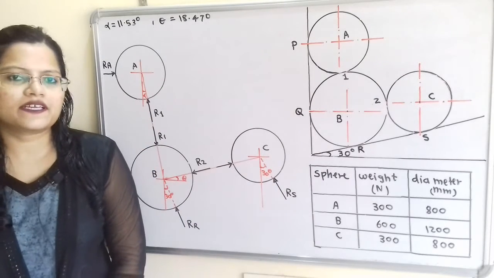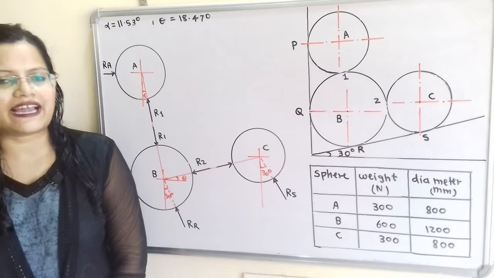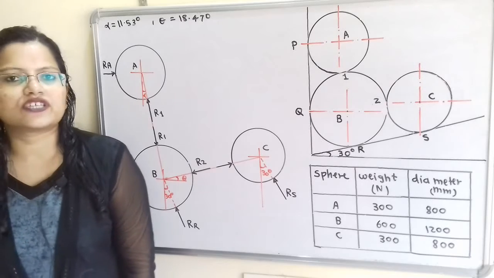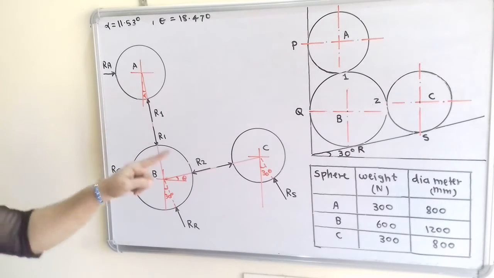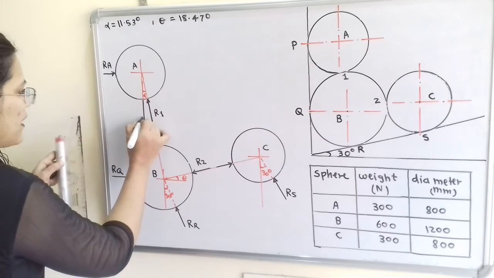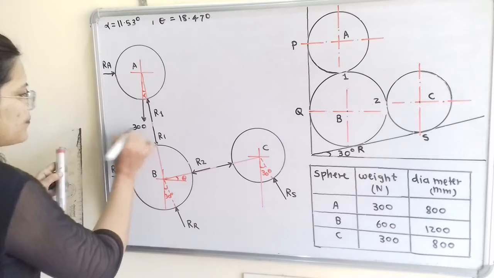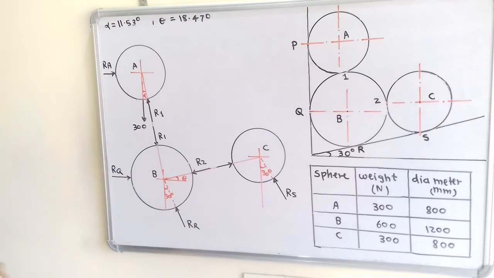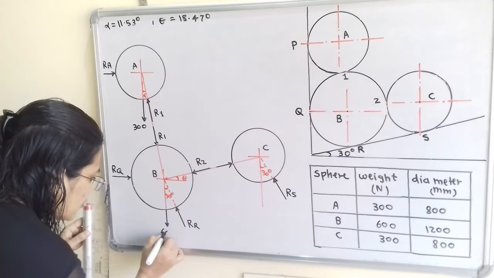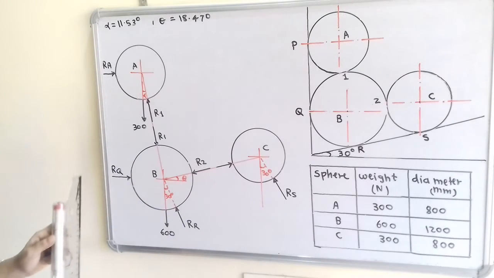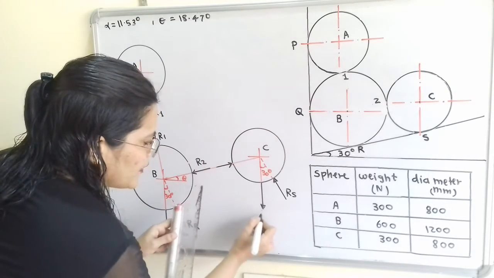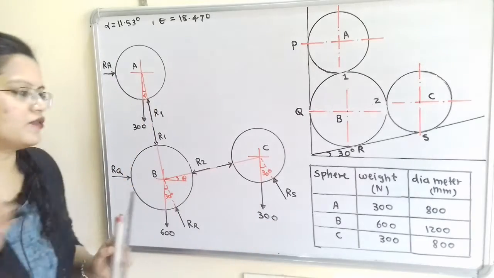The weight of each sphere is mentioned in the question, and we know that this weight component will act in vertically downward direction passing through the center. So the weight of sphere A is 300 Newton. So we have to show along the vertical line, and we will mention here 300. Then for this sphere B, it is 600 Newton, so along this vertical line we show 600. And for this sphere C, it is 300 Newton, so along this vertical line we show the weight, equal to 300 Newton.